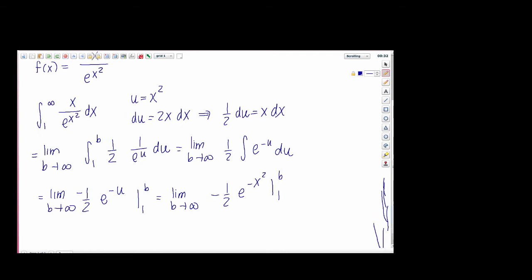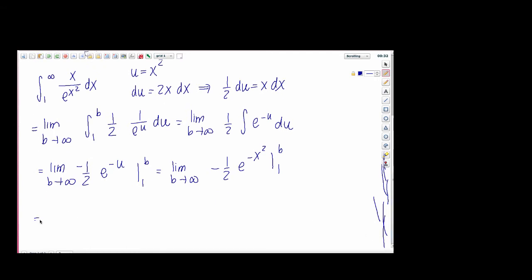So now let's go ahead and plug in our bounds of integration. Again, I'm going to remember that e to the negative x squared is the same thing as 1 over e to the x squared. So I have negative 1/2, and then 1 over e to the b squared, minus minus becomes plus 1/2, 1 over e to the 1 squared. As b goes to infinity, b squared also goes to infinity. So e to the b squared goes to infinity, which tells me this entire first term just goes to 0, so I get 1 over 2e for my improper integral.